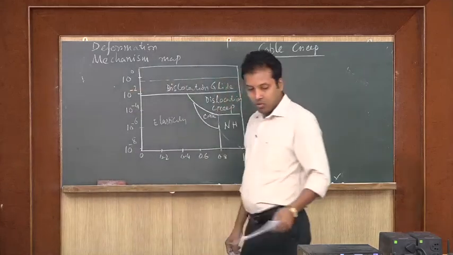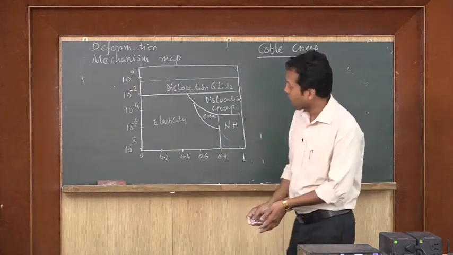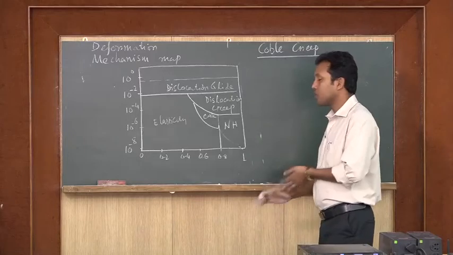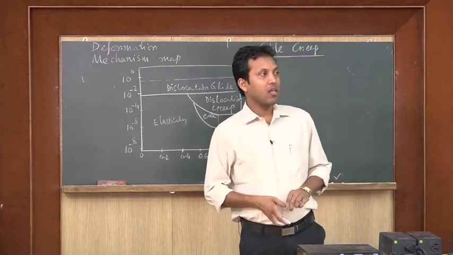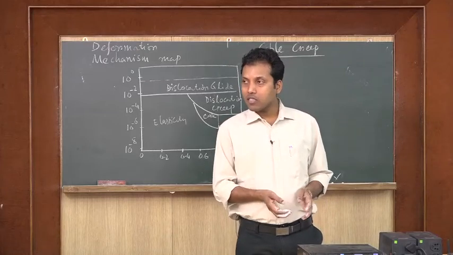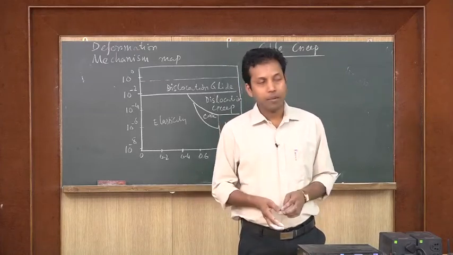Okay, so this is known as the deformation mechanism map. That means, from here, as we have said earlier, we can see what happens for a material at low temperature and high stress, and at high temperature and low stress.